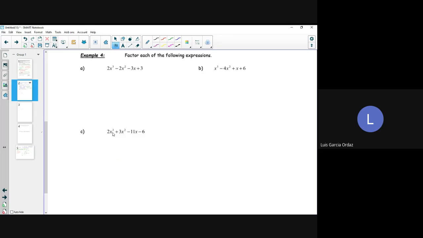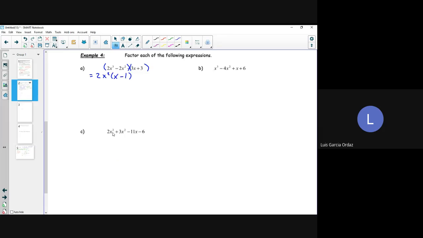Before we use factor theorem, is there any other way that we can factor this? Which two are we going to group together? The first two. Okay, so we're going to group 2x cubed minus 2x squared and minus 3x plus 3. From 2x cubed and 2x squared, what can we factor? 2x squared. So we're going to factor out 2x squared, and we have x minus 1.